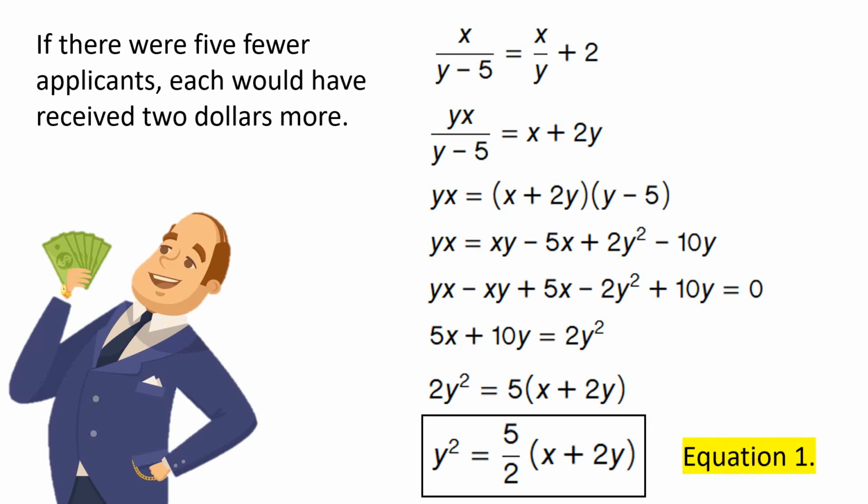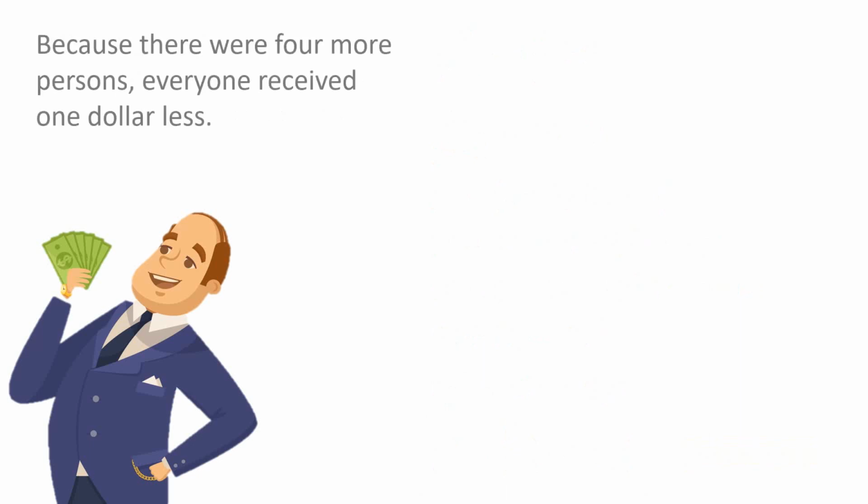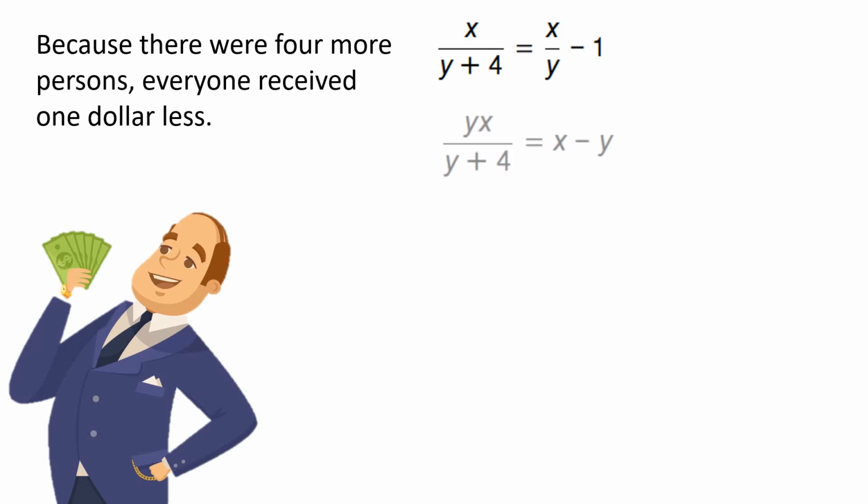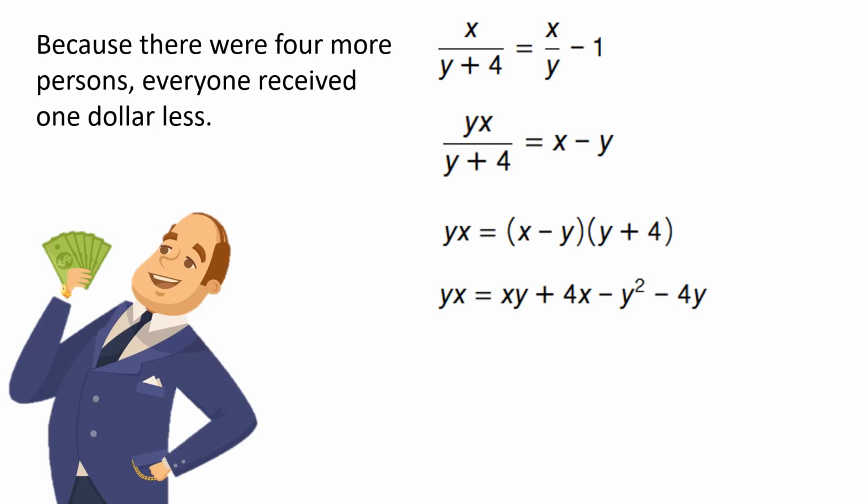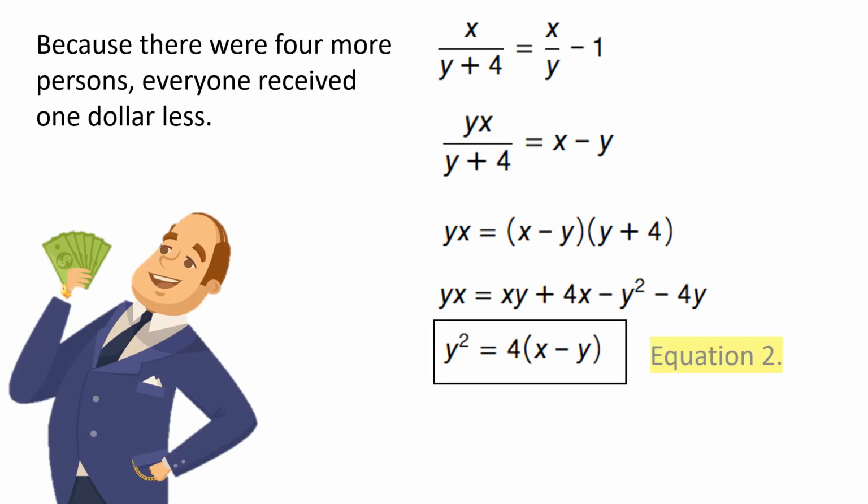Now the next equation is formed by this statement. Because there were 4 more persons, everyone received $1 less. So initially the amount of money that everyone was getting was X by Y. Now they'll be receiving $1 less, which is X by Y minus 1. That is equal to X divided by Y plus 4 because there are 4 more people added. So again, we'll do the same process. We'll take the LCM, take Y to the other side, and then multiply Y plus 4 with X minus Y, and then we'll open the brackets, solve it, and we'll get Y square is equal to 4 times X minus Y in the bracket. So this is our equation 2.